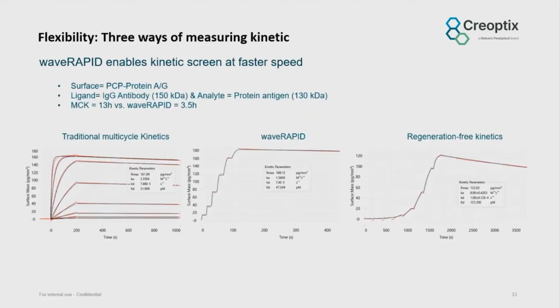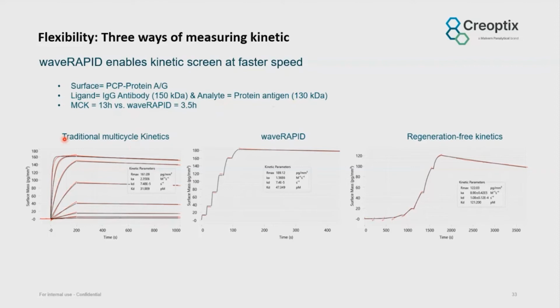So here what I'd like to show is the flexibility of measuring kinetics on the wave system. This is highlighting that waveRAPID enables kinetic screens at much faster speeds. Here, our sensing surface is a PCP, which is our chip type, a protein AG surface, which allows us to immobilize an IgG antibody, which is 150 kilodaltons, and our analyte is a protein antigen.